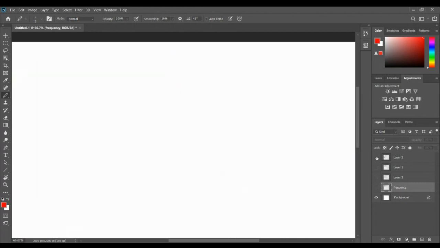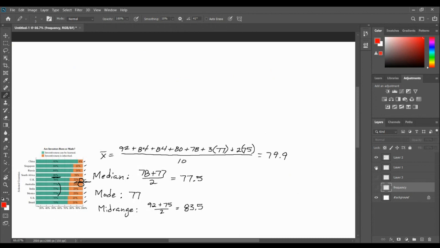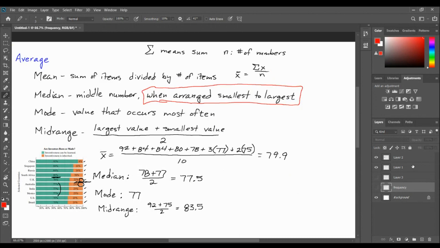Oh, we did that one. Let's look at this one. So back to looking at average. Remember, average is a generic term. The average could be mean, median, mode, or mid-range. All of those are averages. So if somebody says the average, they mean one of these. Odds are good they're talking about the mean. But the mean is just one type of average.